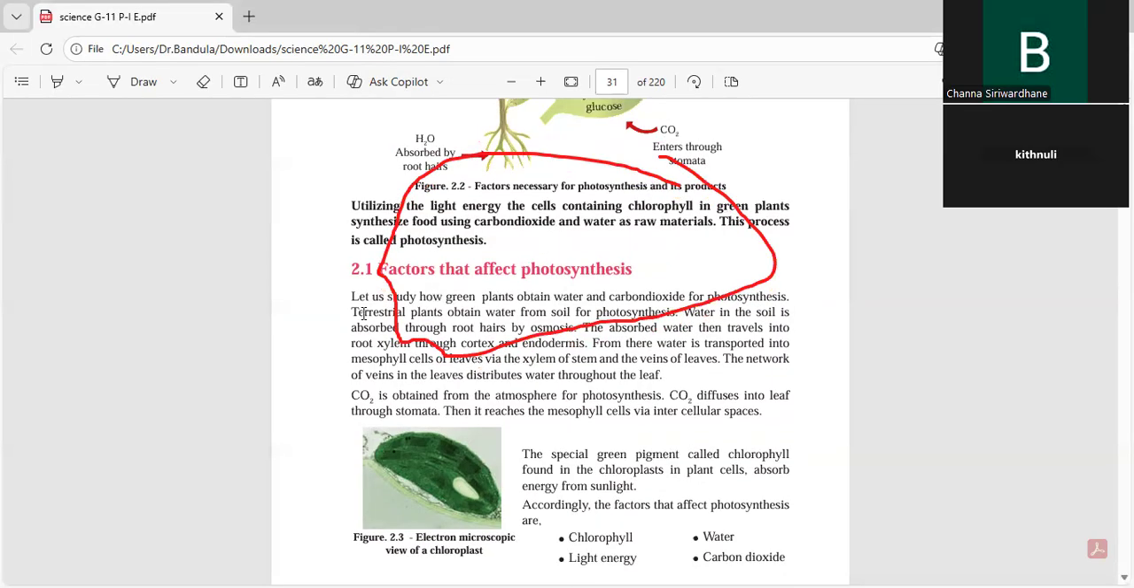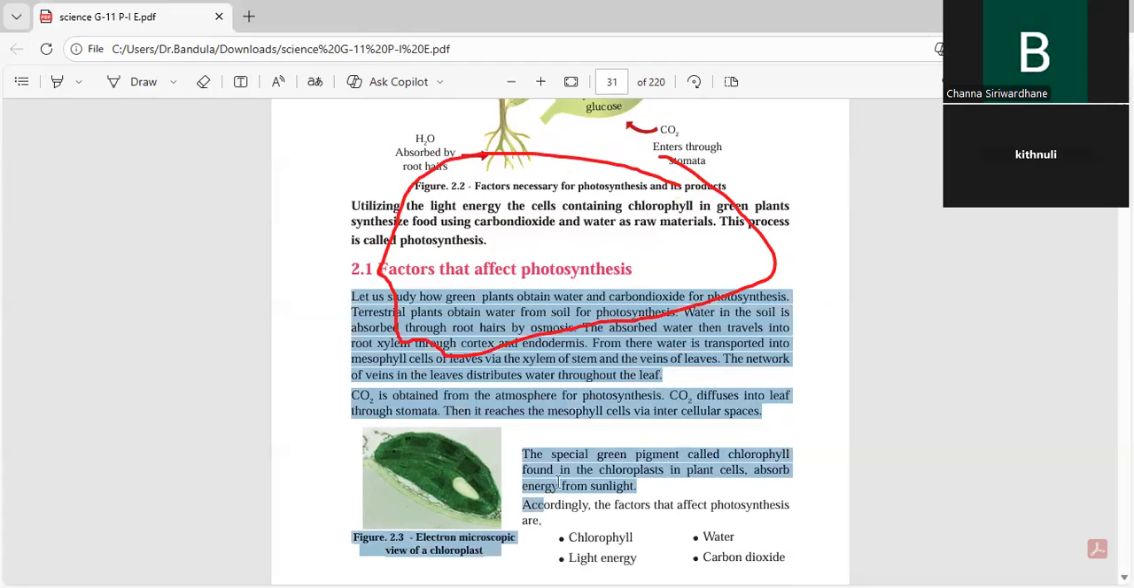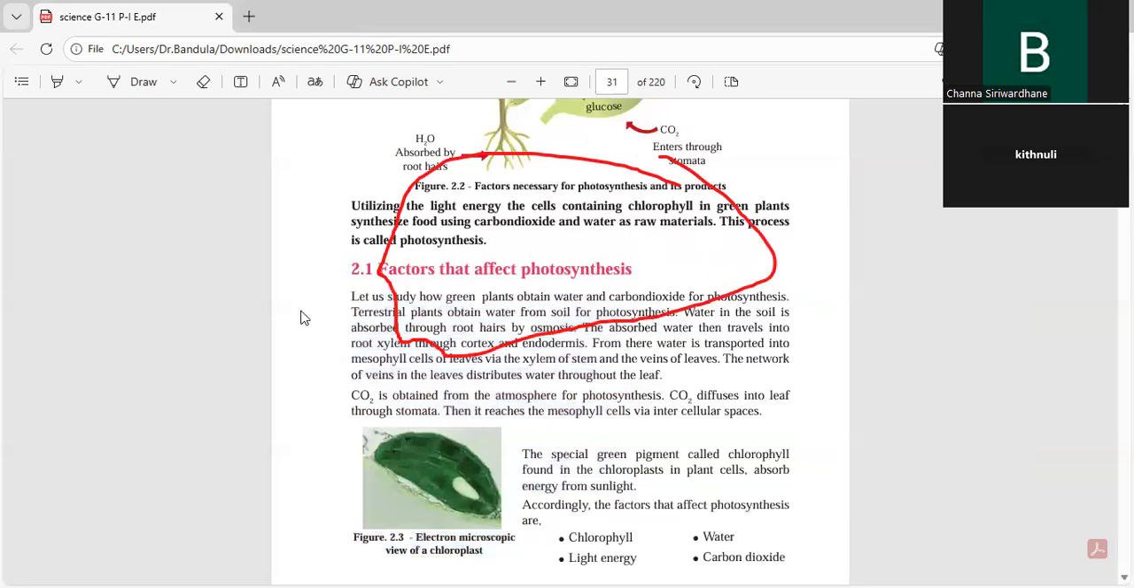So now you have to read this. Let us study. Right. Start. Let us study how green plants obtain water and carbon dioxide for photosynthesis.